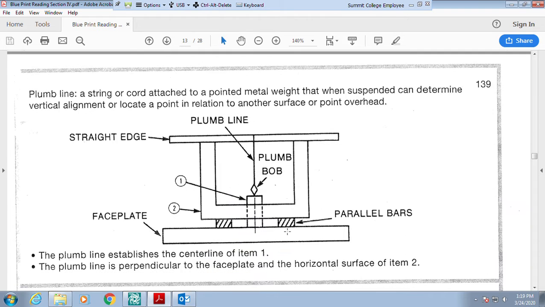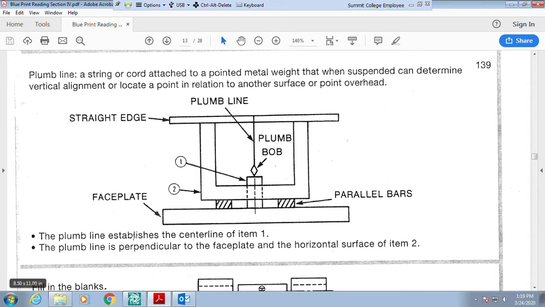All right, here it is, the official definition of plumb line. And it has really ultimately a pointed metal weight, and it's suspended, okay? And it allows us to find a point or relationship to a surface, okay? So this plumb line establishes the center of one, this pipe, okay? The plumb line is perpendicular, you can see here, and horizontal surface of item 2.